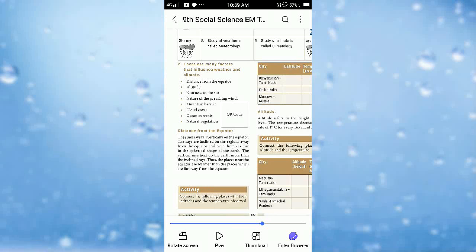Why is it known as a polar region? It is completely covered with ice, because that area does not receive direct sun rays, so it is very cold. Comparing with the equator side, the poles are very cold. The vertical rays heat up the earth more than the inclined rays. The places near the equator are warmer than the places far away from the equator.